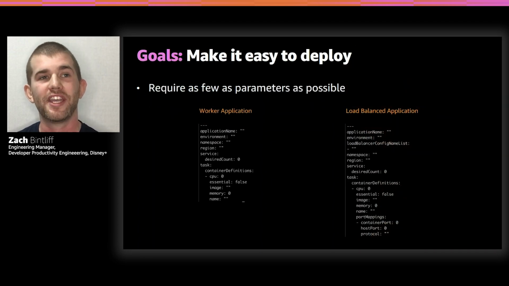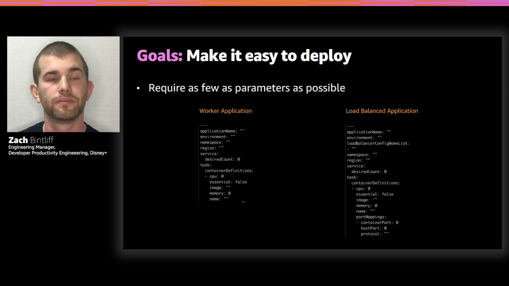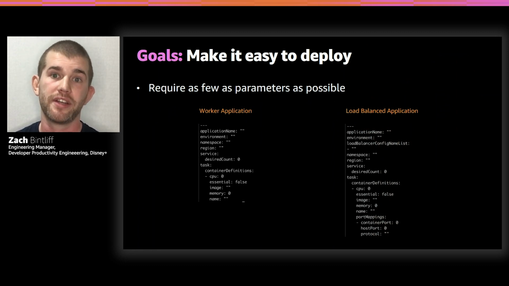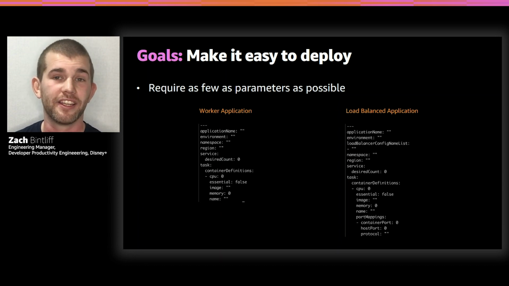So the first step, make it easy to deploy. How did we do that? We required as few parameters as possible. So if you look on the left, it's a worker application. That's the spec. That's the absolute minimum you'll need to provide to deploy to production. But the first 5 fields are actually just metadata. That metadata lets us know what cluster to deploy to, and that's it. Everything else is just how many tasks you want, CPU, memory, and image, the bare minimum required.